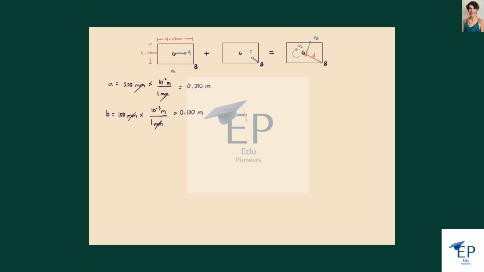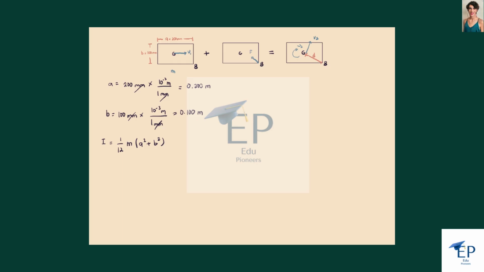0.100 meter. The moment of inertia about the mass center based on its shape is given by I equals 1 over 12 times the mass times the sum of the squares of the dimensions, so times a squared plus b squared.